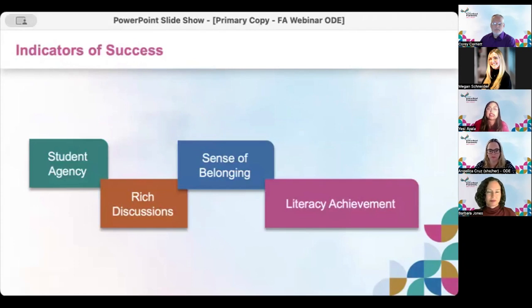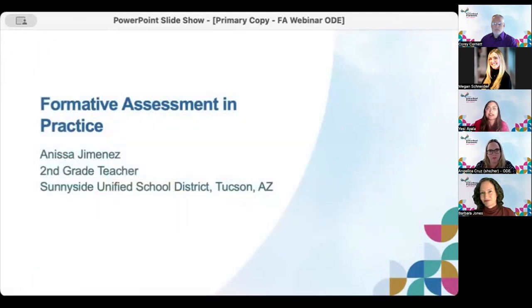And when we think about the indicators of success, you see 4 here. So when we think about the shifts in the student role and how students are actively engaging in their learning, some indicators include an increased sense of agency, rich discussions with discourse, students feel a sense of belonging, and we see that students become successful in literacy achievements. Next slide, please. So now we are going to pass it over to one of our educators, Anissa Jimenez.